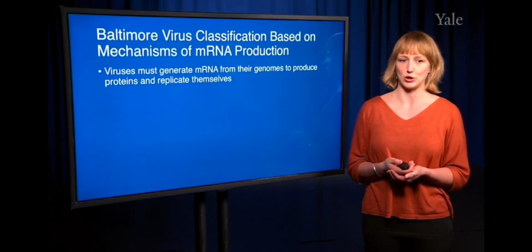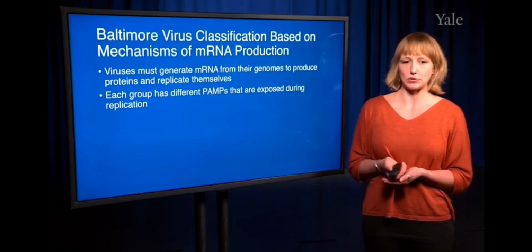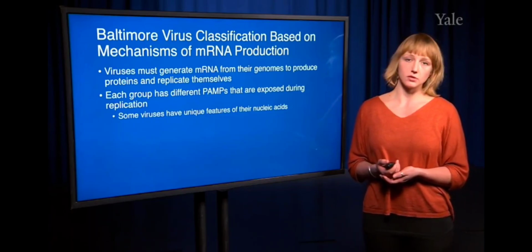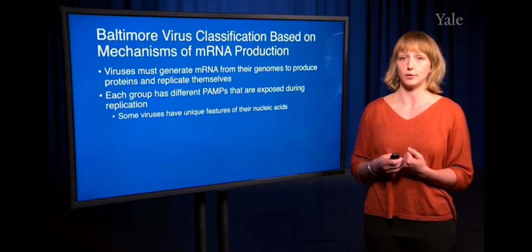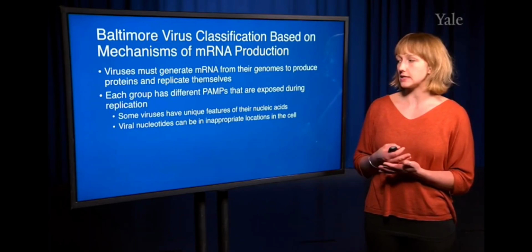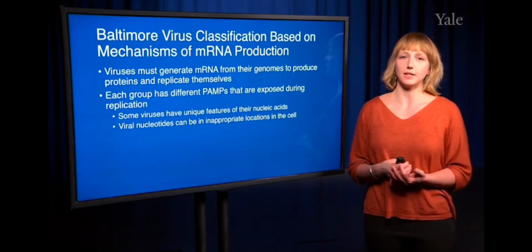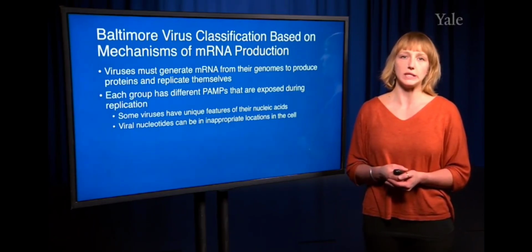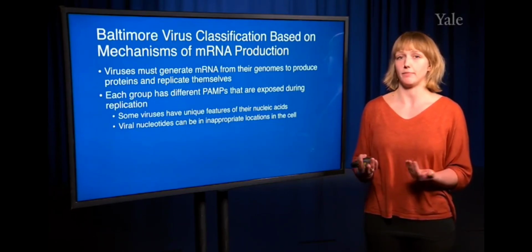So each of these groups, as I said, has different PAMPs that are exposed during replication, and some of the viruses have very unique features of their nucleic acids, so that their nucleic acids actually have different structural components compared to their host cell. And some of the viral nucleotides are sometimes in inappropriate locations in the cell. So for example, typically in a host eukaryotic cell, you find DNA only in the nucleus of the cell. And if you, for example, were to have DNA in the cytoplasm, this could be a sign for the host cell that there could be an infection.